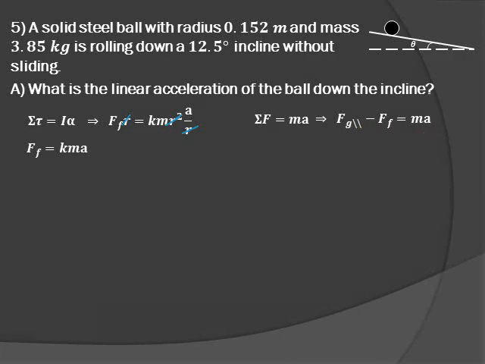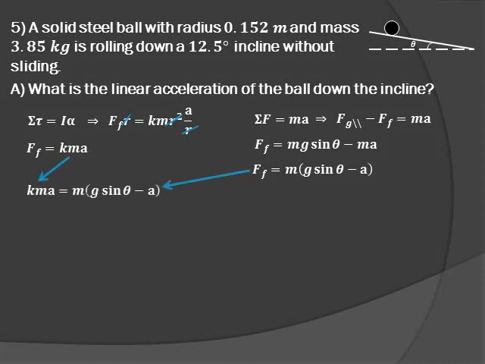The parallel component of gravity on a ramp is going to be the sine component. So mass times gravity times the sine of theta is going to be equal to the parallel component, and then we subtract the mass times acceleration, because here we took the force of friction to the other side to make it positive. So that gives us mass times gravity sine of theta minus mass times acceleration. Factor out the mass, and we figure out that these two forces of friction are equal to each other, so we set them equal to each other.